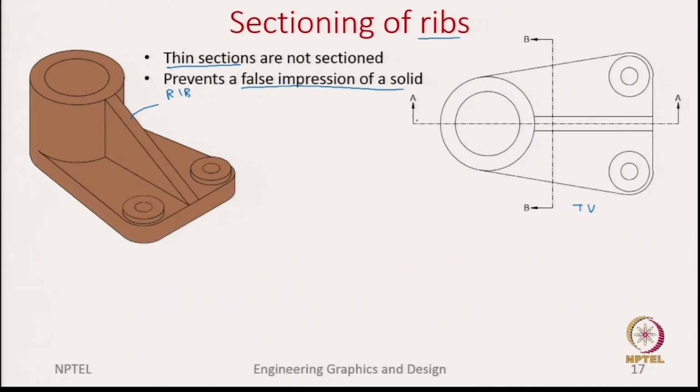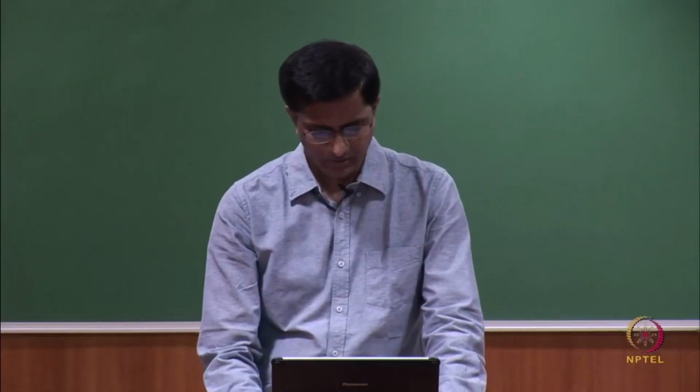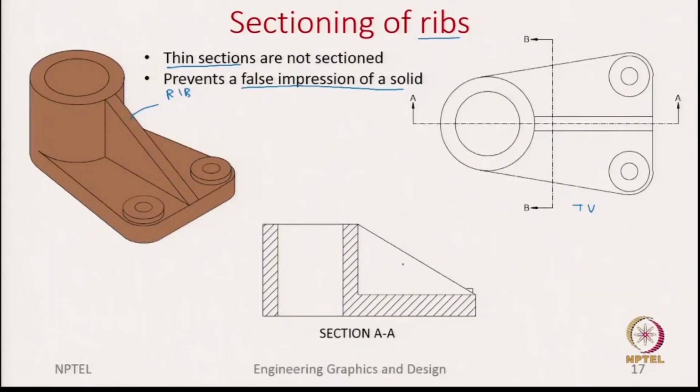So, what is section AA doing? It is passing through the rib. According to the practice, though it is passing through the rib, we do not show the section. So, here is the section view AA, and here I am pointing out the rib, where as you can see we are not showing the hatchings.